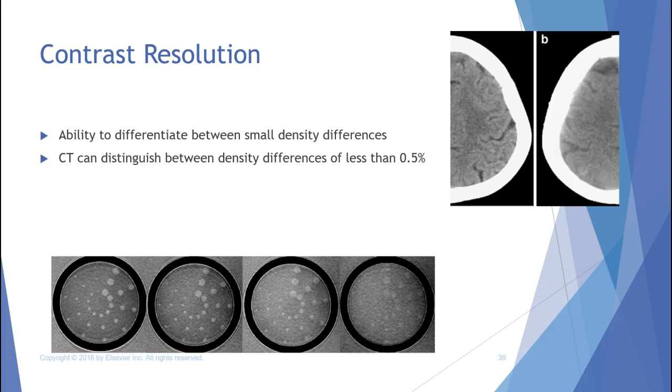There's 4 images. You can see in this one on the left that you can count these spokes of circles all the way around. You see all of the spokes present in that image. But if you look at the one on the far right, it's much harder to ascertain where those spokes are. So you have lost some contrast resolution there. Okay, so CT can distinguish between these differences of 0.5% or less. Okay, this image here on the top right is a CT brain, and it just shows you the difference in contrast resolution. This one on the left has a lot more contrast resolution than the one on the right.